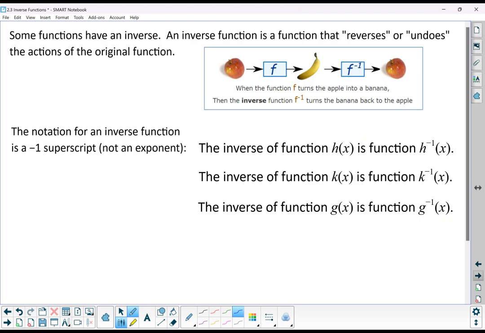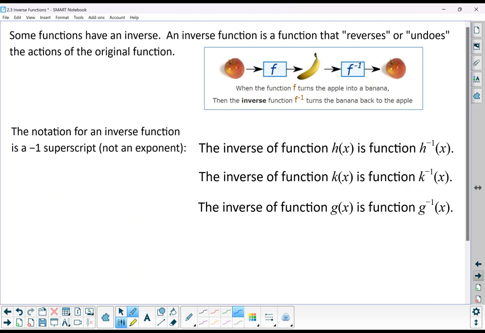So some functions have an inverse. An inverse function is a function that reverses or undoes the actions of the original function. So if you have a function that takes an apple and turns it into a banana, the inverse function would take a banana and turn it into an apple.